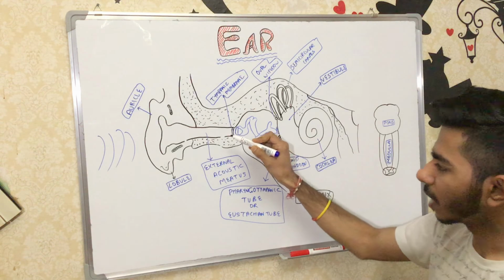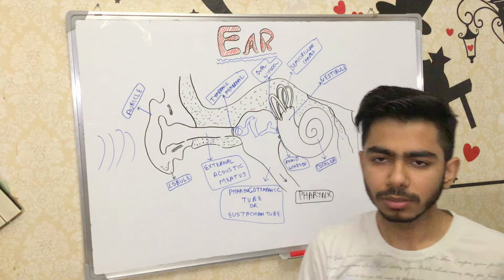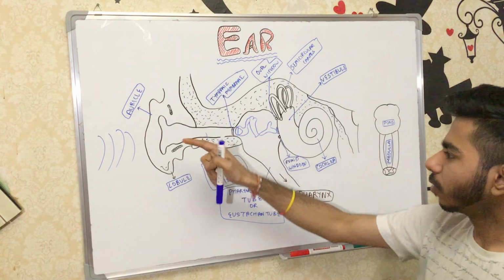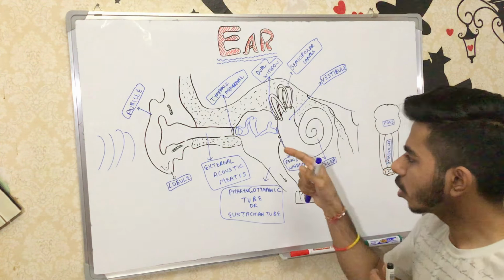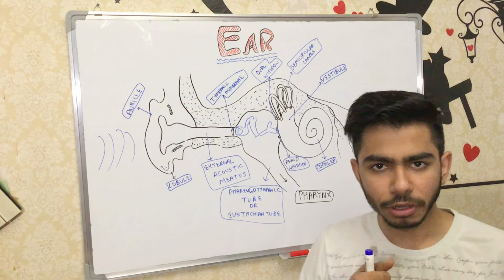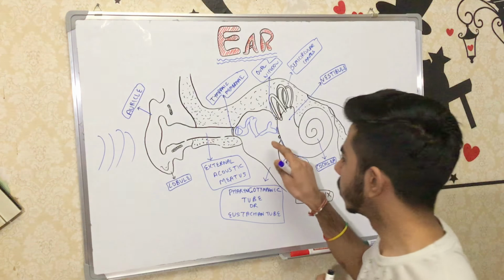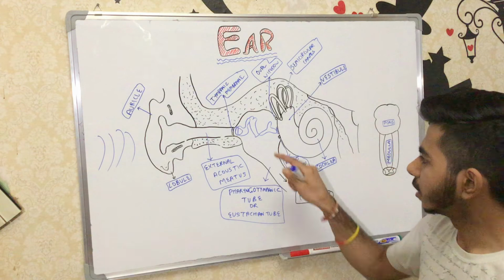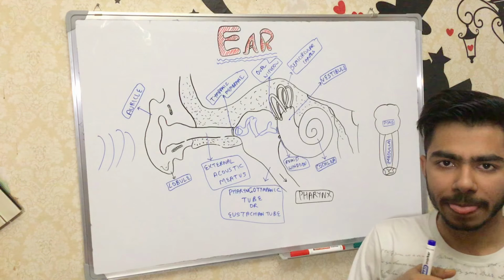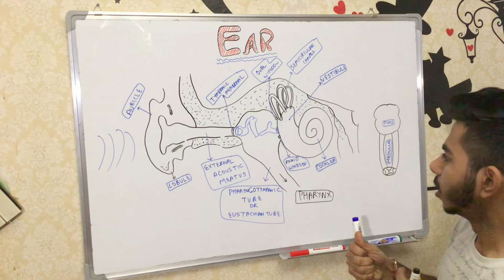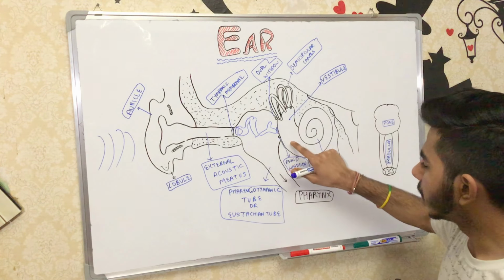So whatever vibrations are caused by these sounds or voices will vibrate the eardrum or tympanic membrane, which will cause the vibration of these auditory ossicles: the malleus, incus, and stapes. With the vibration of these auditory ossicles, the endolymph or perilymph will move inside the middle ear, and it will pass through the round window and come to the cochlea.